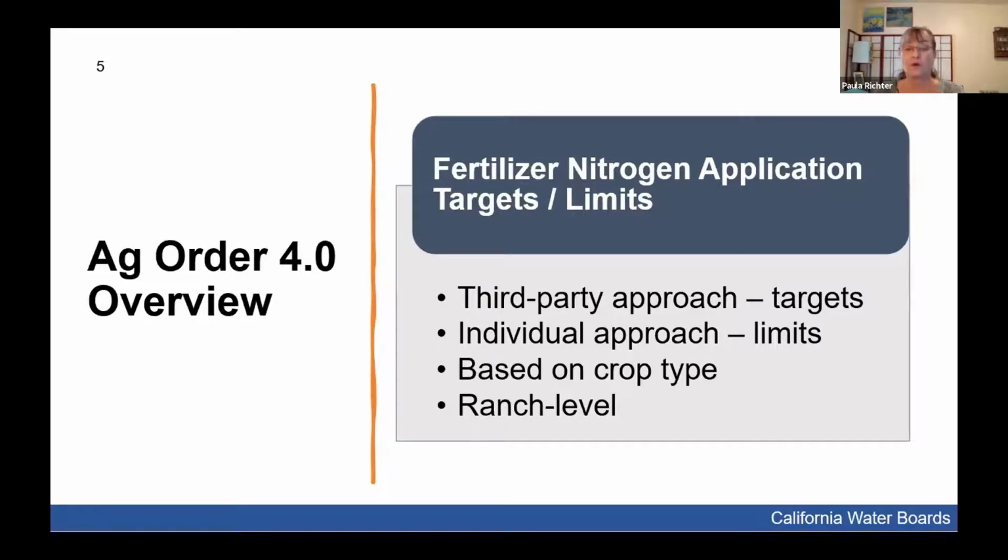So under the order, fertilizer nitrogen application targets or limits are established based on crop type. These are near or greater than the application recommendations from the California fertilization guidelines for the top 6 crops typically grown in the Central Coast region. It's also important to distinguish that the targets or limits for fertilizer nitrogen application apply at the ranch level.